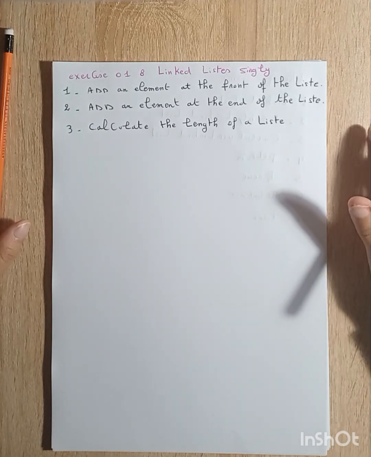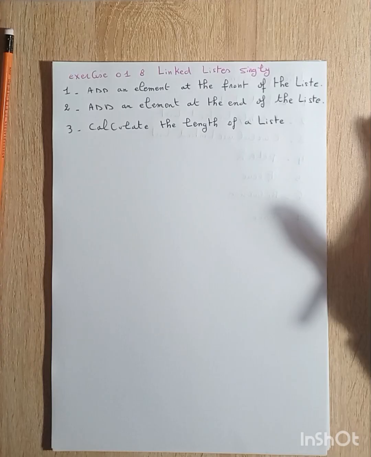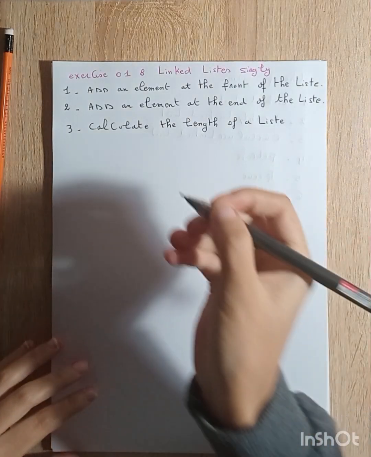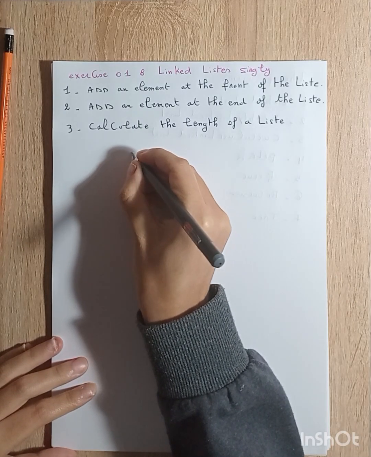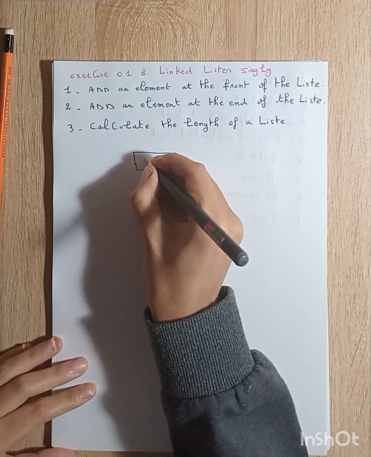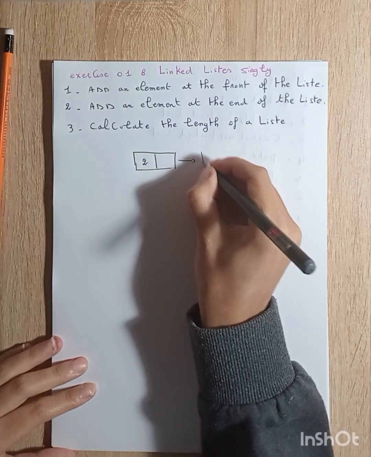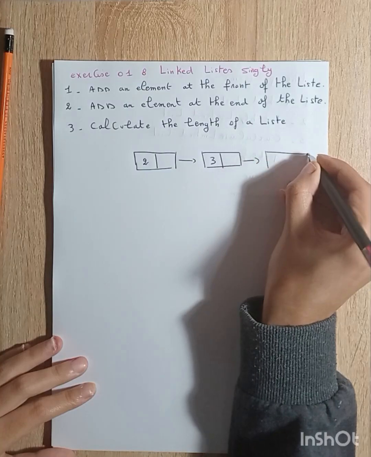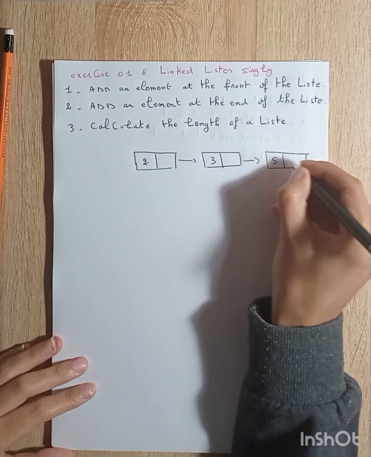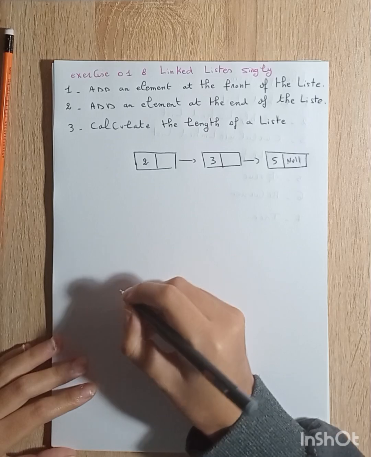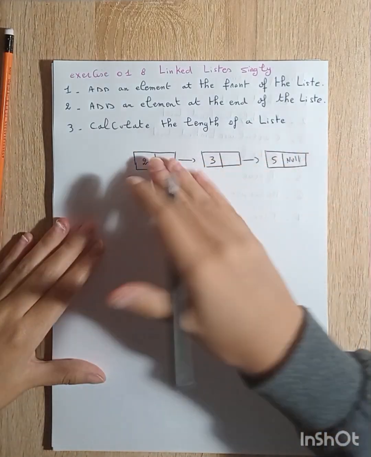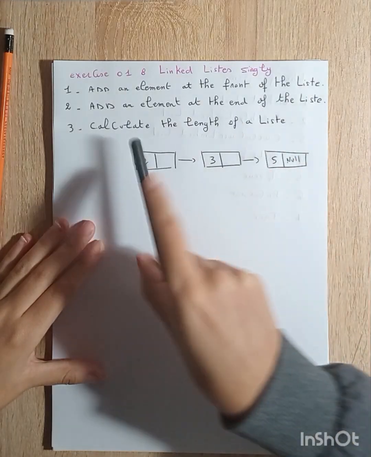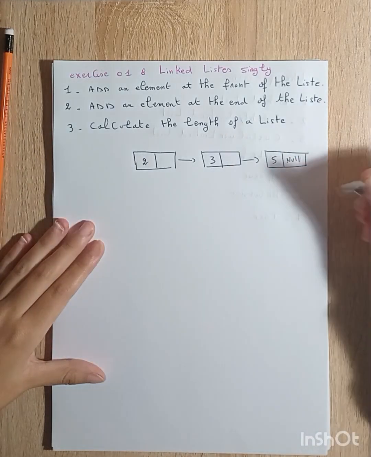The first question says add an element at the front of the list. Look, we have a list. For example, we have this list, and we will put the value in it. He said we need to add an element at the front, here. Now, what should we do?